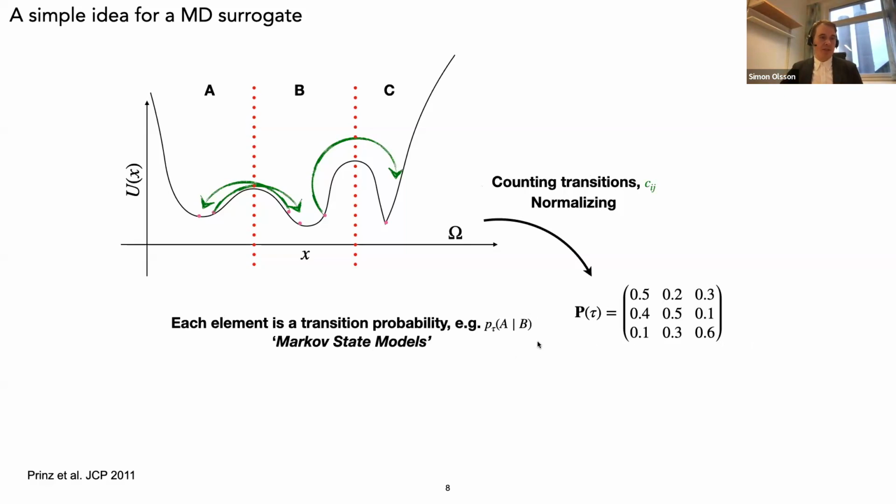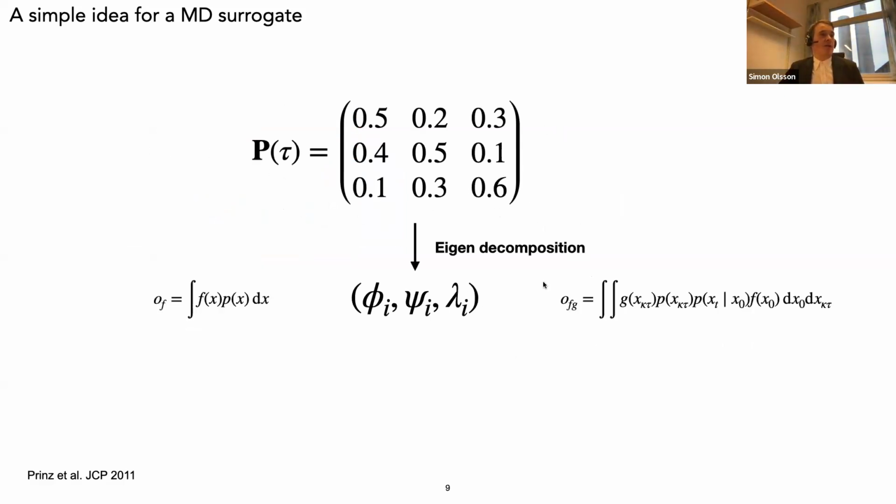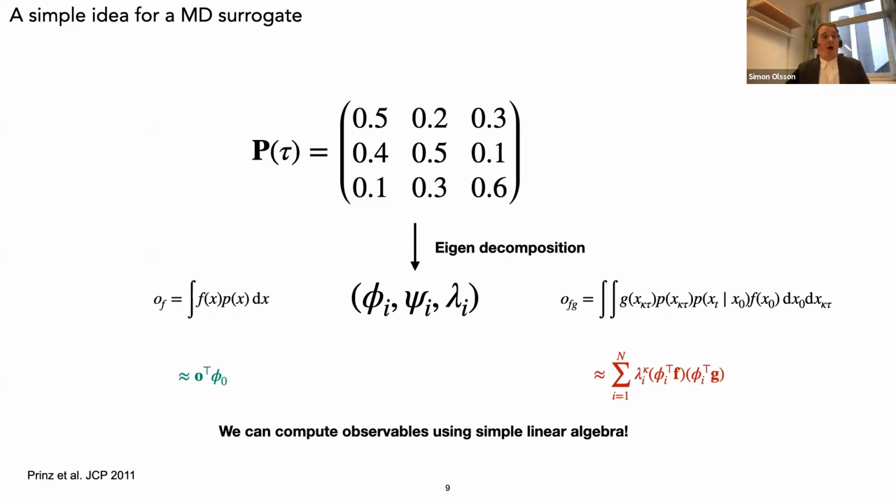So the wonderful thing about Markov state models is that we can do a spectral decomposition of this transition probability matrix, and we can use this spectral decomposition to directly compute these complicated integrals as simple linear algebra operations, so inner products or sums of inner products. So our complicated integrals reduce to relatively simple linear algebra.